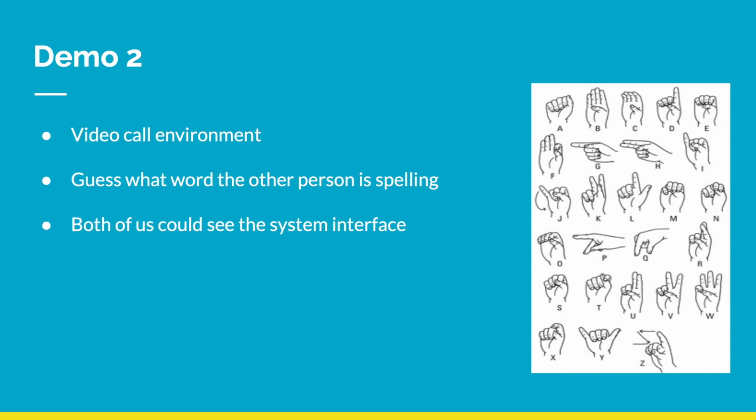Next, we hopped on a Zoom call and tried to communicate with each other using the system. One of us would spell out a word, and the other person had to guess what the word was. The setup for this scenario was a bit involved, but basically both of us were looking at the output of the system. The idea here was to simulate an environment similar to the proposed use case, in which an ASL user signs to the other person in a video call and have it be translated in real time.